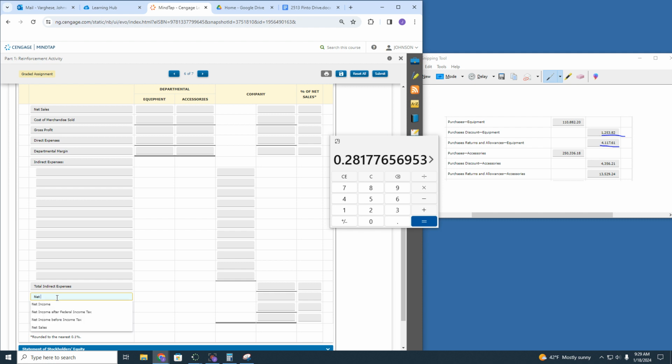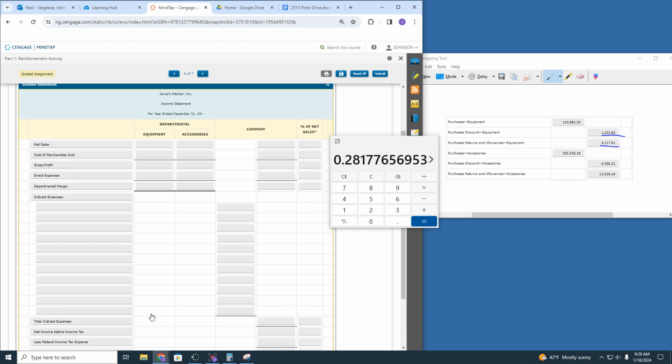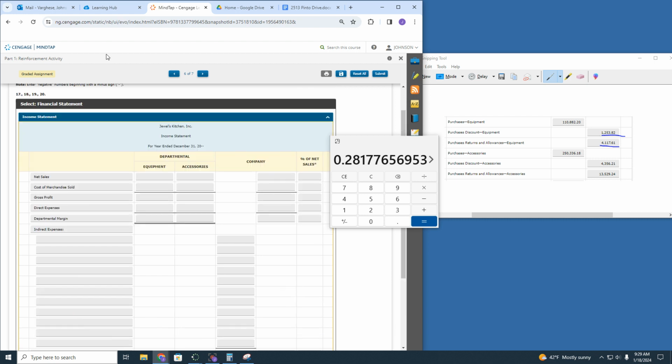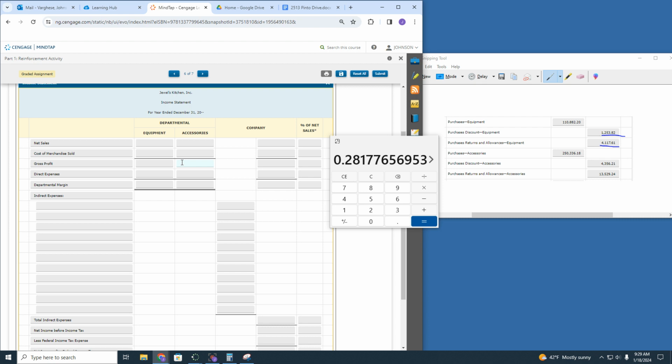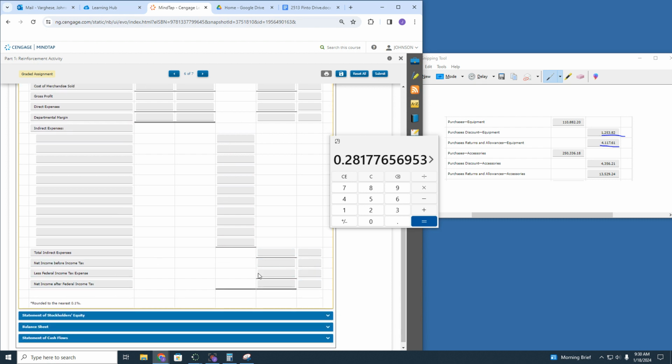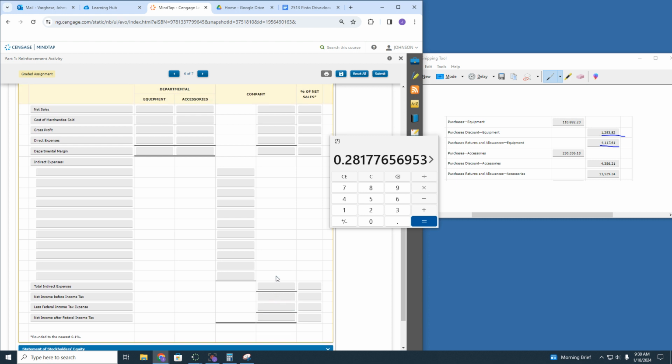And so then we'll have our net income before tax. We'll decrease it by our federal income tax expense, and then we'll have our net income after tax. Let's go ahead and start working this. I'm not going to fill it out completely, but you guys will be able to fill in the blanks pretty easily, I think. So we're just going to put each department individually, then we're going to have the company total, then we're going to get percentages here, then we'll list all the indirect expenses, and we'll get our percentages down here, and everything's going to be based on a percentage of net sales.